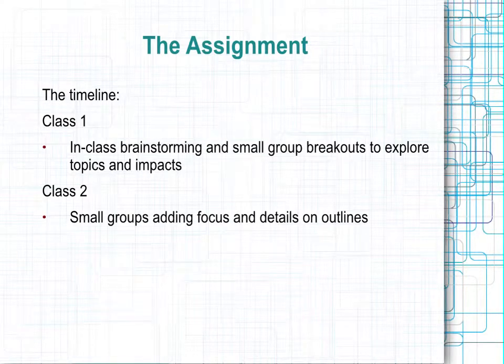The assignment has a specific timeline. For the first class of the assignment, they would be doing brainstorming in small breakout groups to explore their topics and the environmental or social impacts of them in discussion groups. And then in the second class, they would be able to spend a little bit more time adding some focus and detail on their outlines.